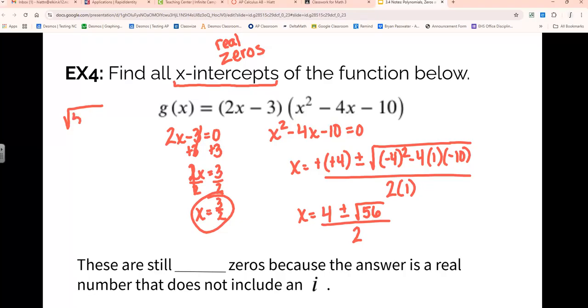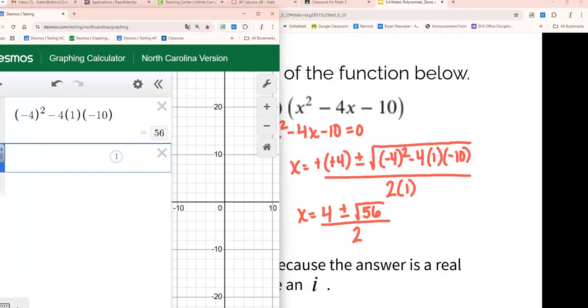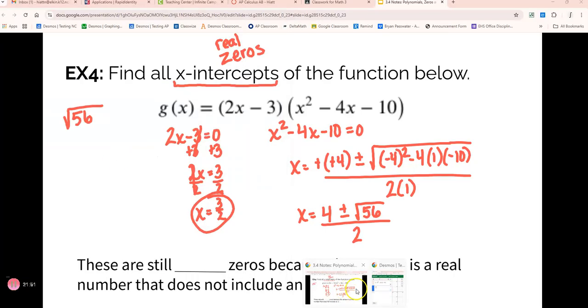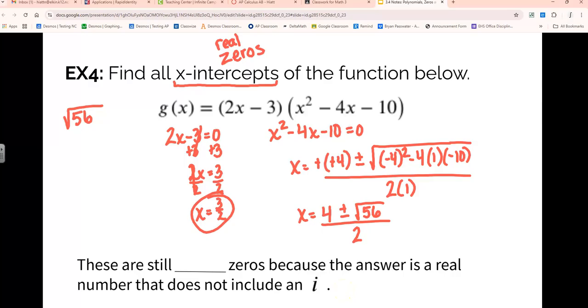If I've got 56, I think 4 goes into that. 56 divided by 4 is 14. So that means the square root of 56 could be written as the square root of 4 times the square root of 14. All right, what is the square root of 4? It is 2. So that could be 2 right there. We'd have to leave the square root of 14 underneath because no number times itself gives you 14.